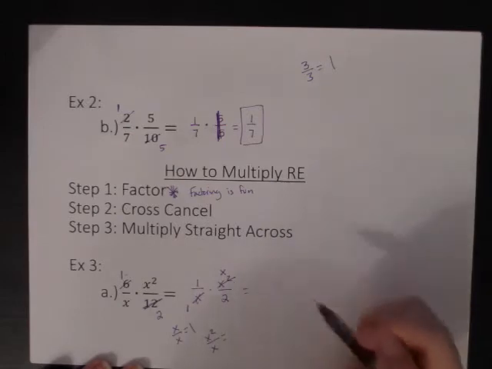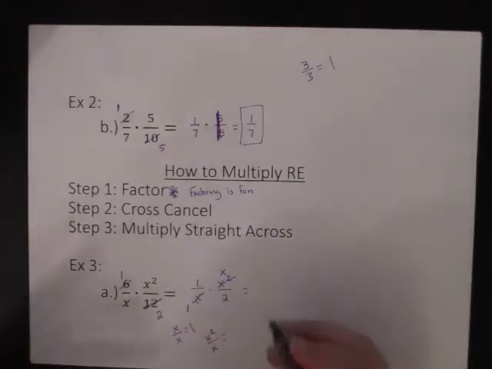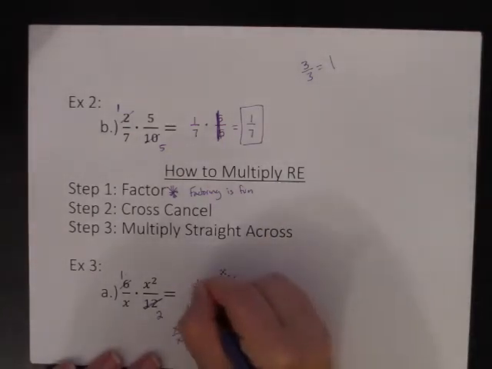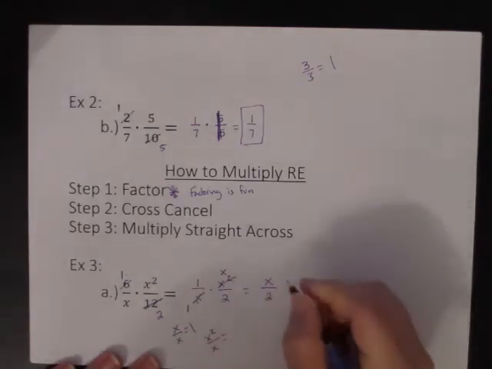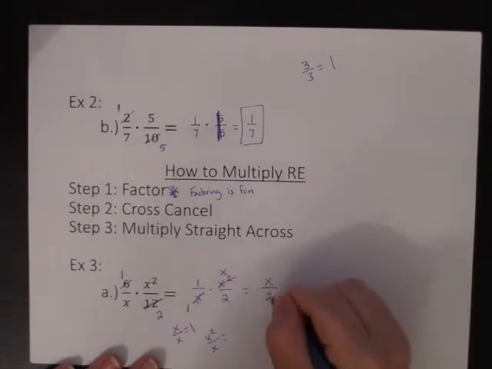I look straight up and down, and I've got 1 over 1. It doesn't really help me though. And I'm going to multiply straight across. So 1 times x leaves me with x, and 1 times 2 leaves me with 2. So x over 2 will be my final answer.